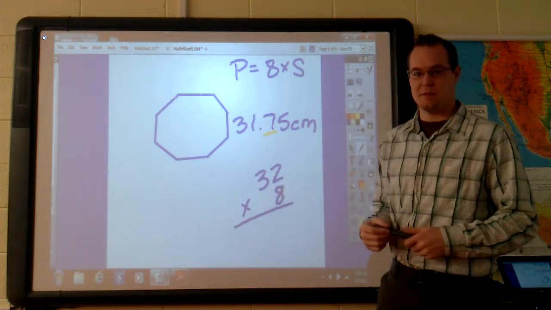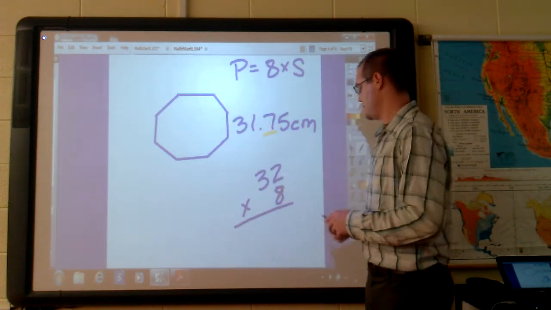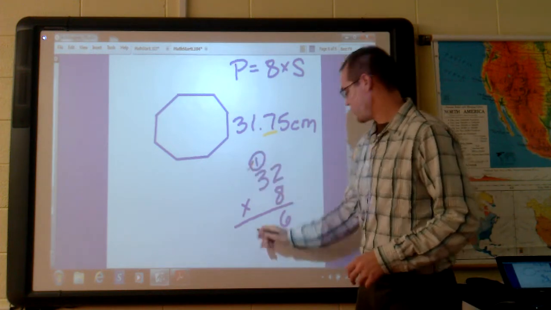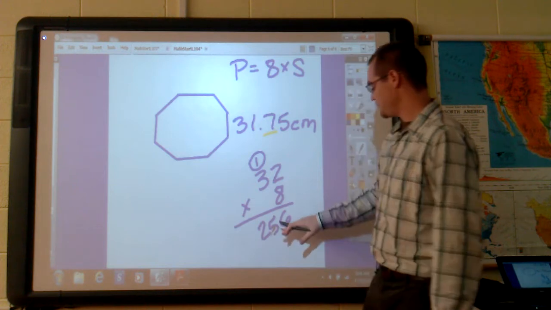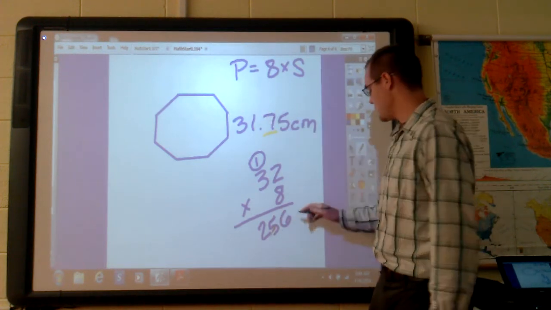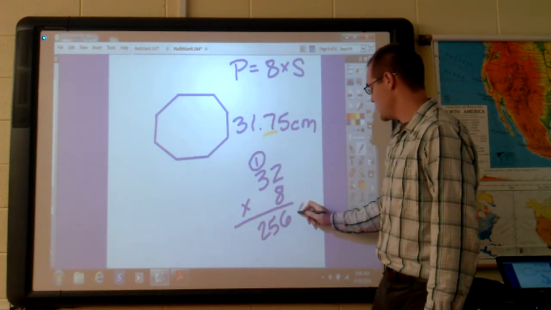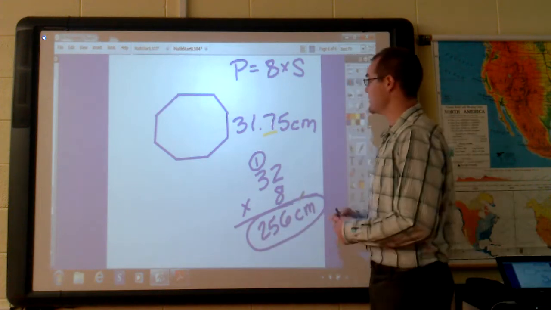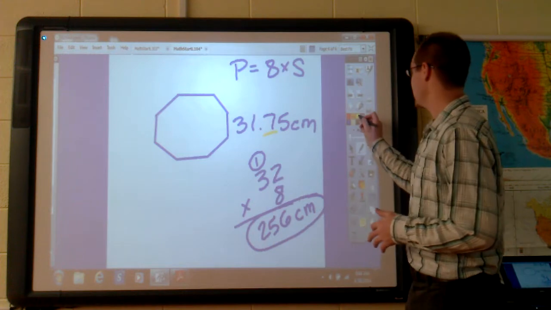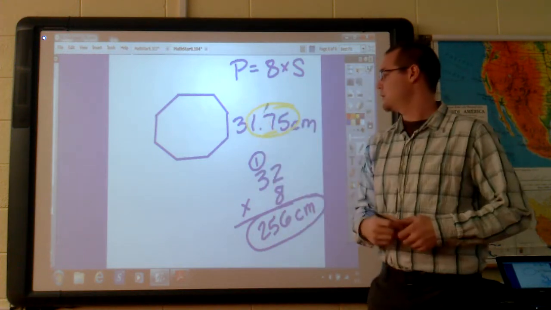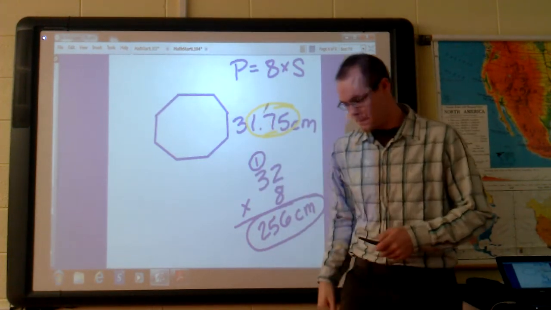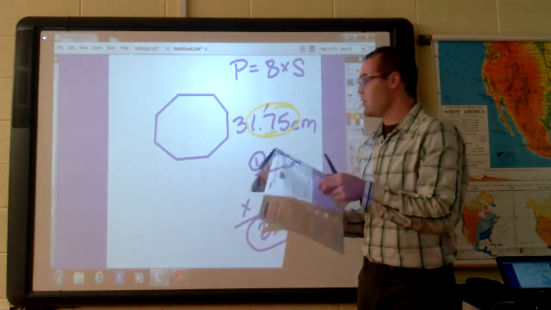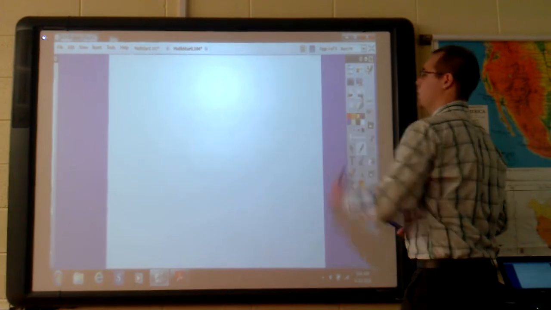The approximate perimeter of this octagon is 8 times 32, 8 times 2 is 16, 8 times 3 is 24, 25. The approximate distance around the outside of this octagon is 256 centimeters. And that again is an estimate. It's not an exact number because we rounded 31 and 75 hundredths up to 32. Alright. Turn the page. We have one more example that we'll cover.